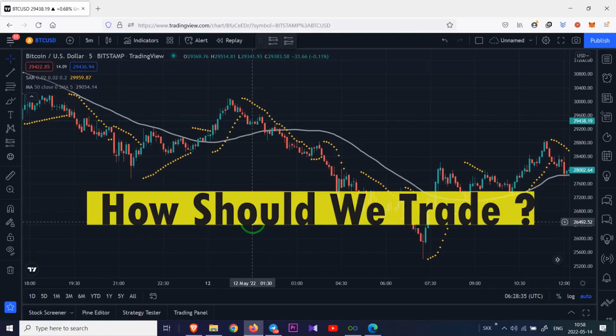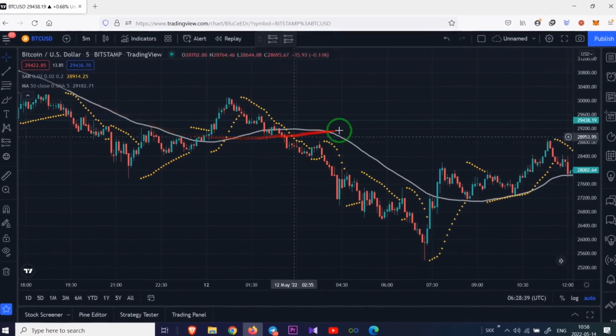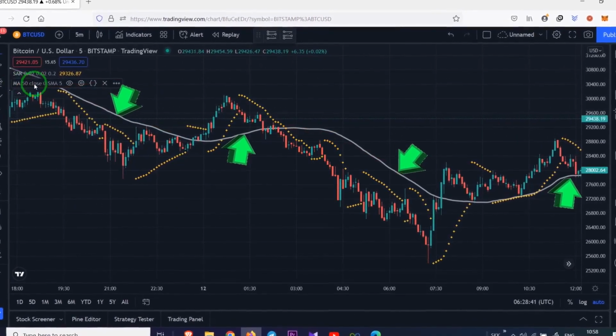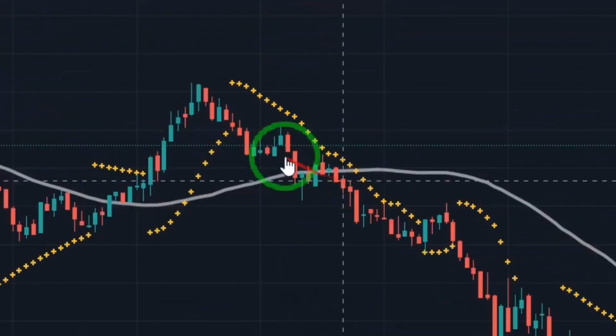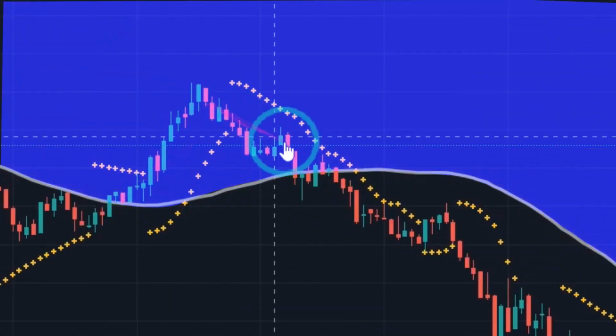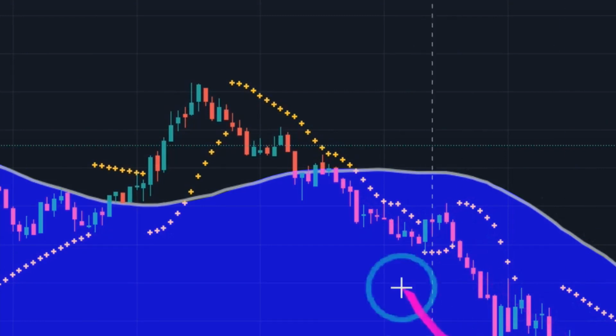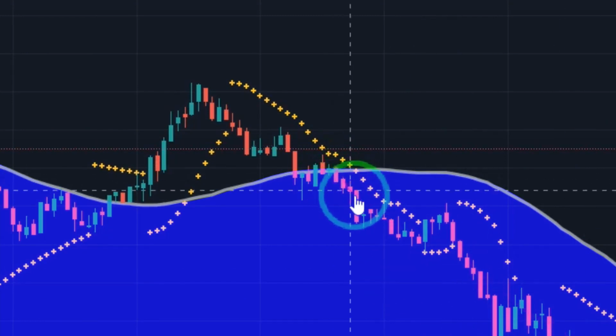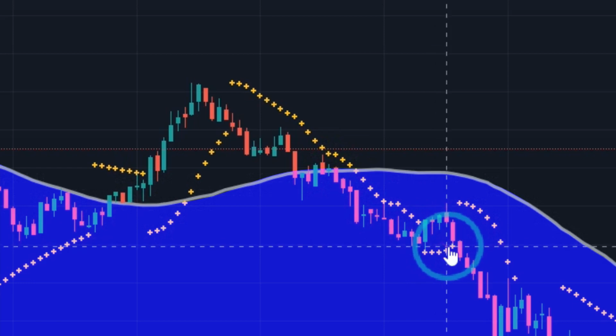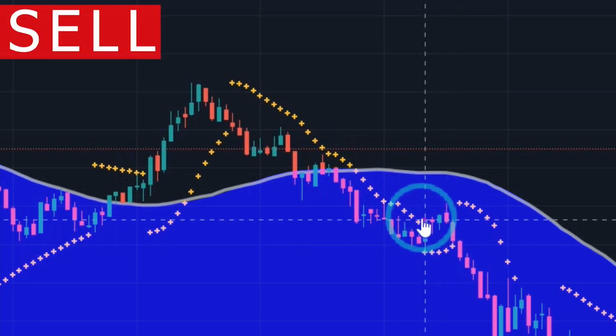But, how should we trade? We only trade in the direction of the trend. We use moving average 50 to detect the direction of the trend. If the price is above the moving average, we say it is an uptrend, and if the price is below the moving average, we say it is a downtrend. So here, because the price is below MA50, we are looking for a sell position.